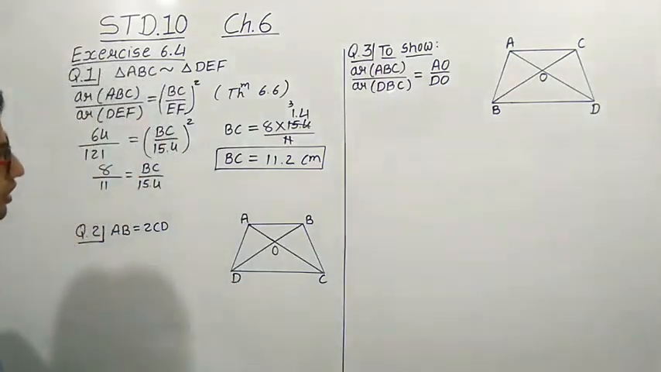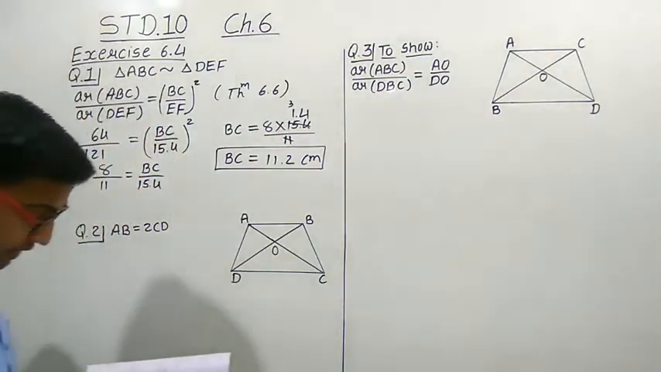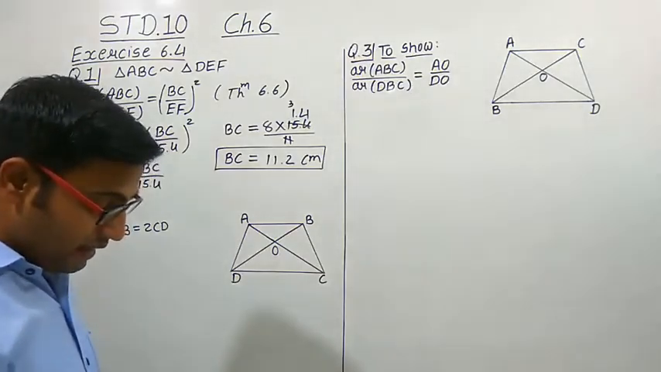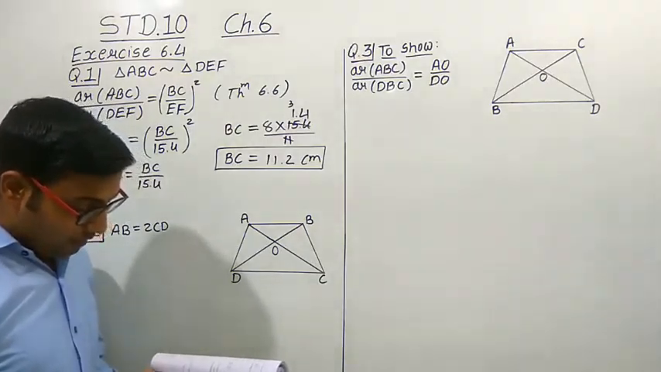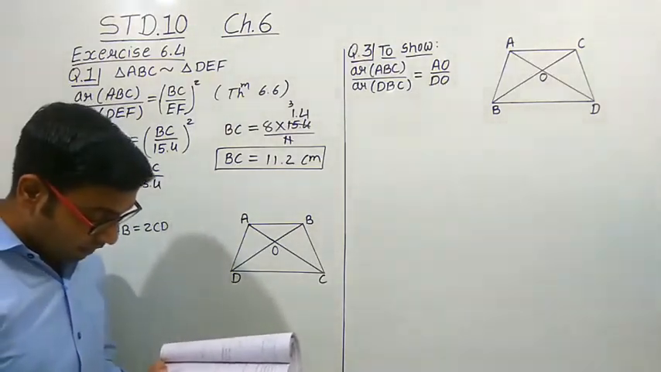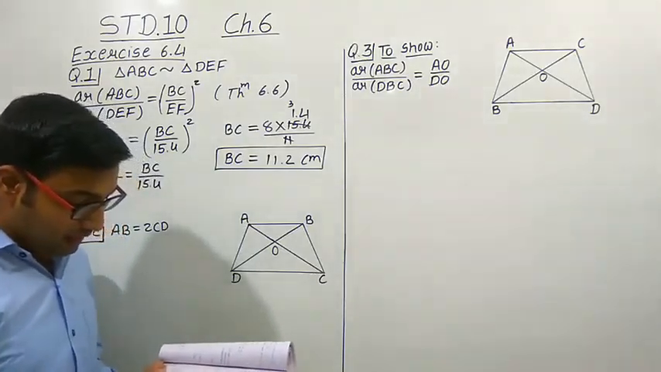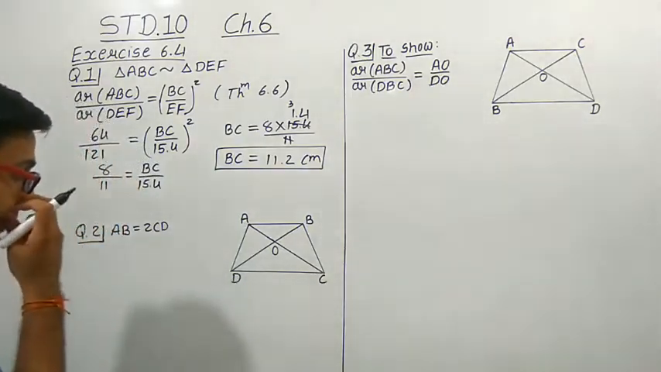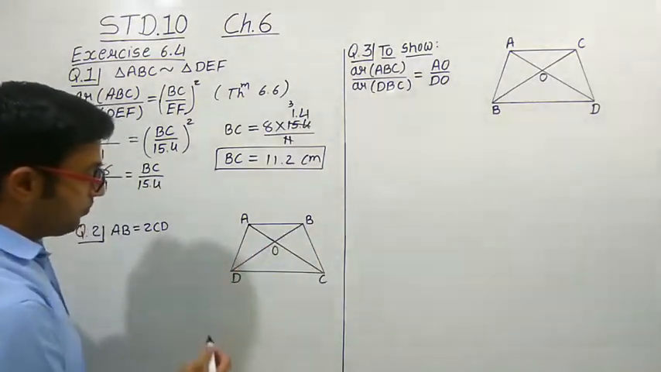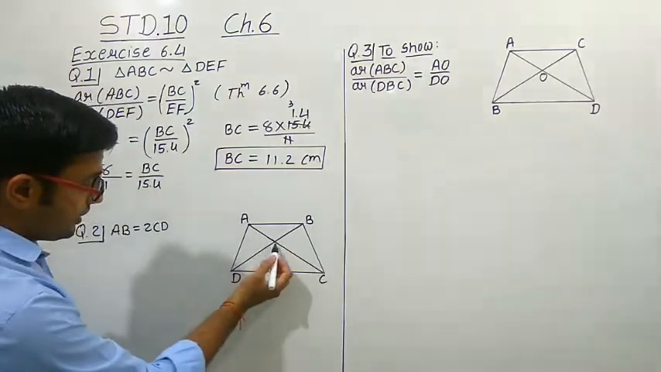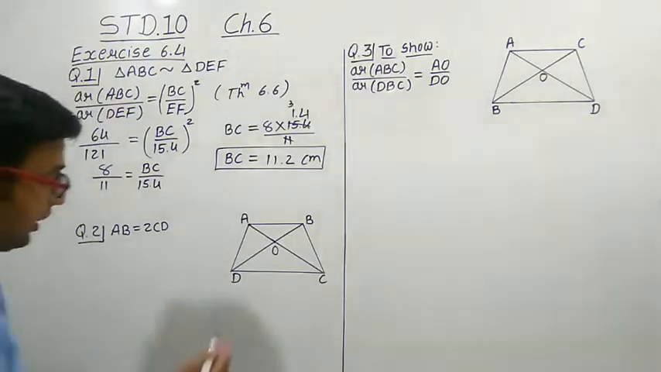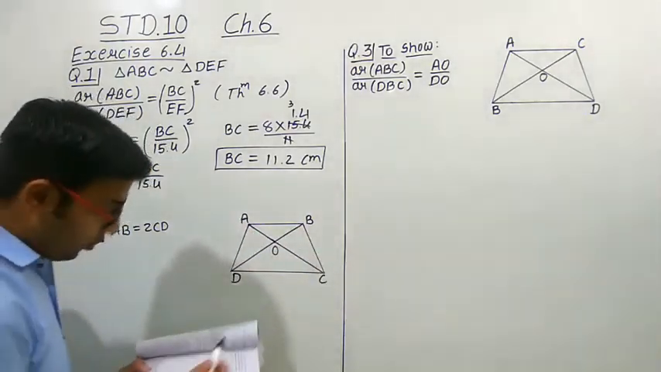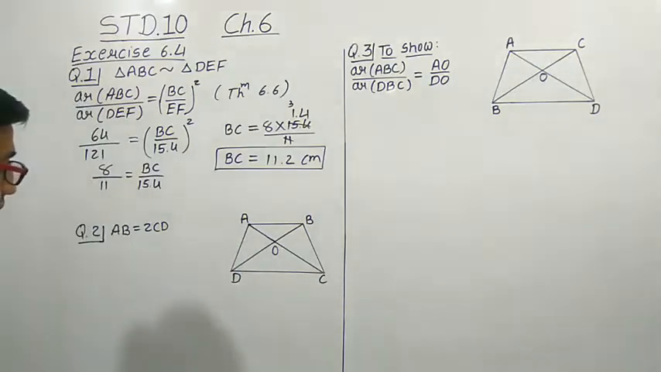Okay. Now question number 2. Question number 2 is, diagonals of a trapezium ABCD with AB parallel to DC intersect each other at point O. If AB is equal to 2CD, find the ratio of the areas of triangle AOB and COD. So here there is a trapezium ABCD in which diagonals AC and BD intersect each other at point O. We have to find the ratio of the area of triangle AOB to COD.